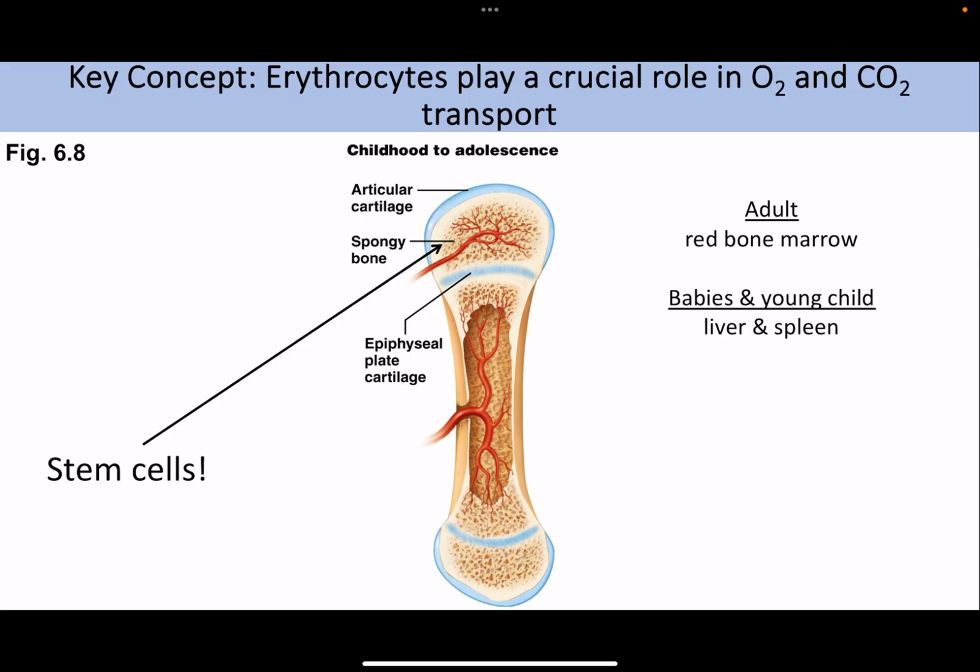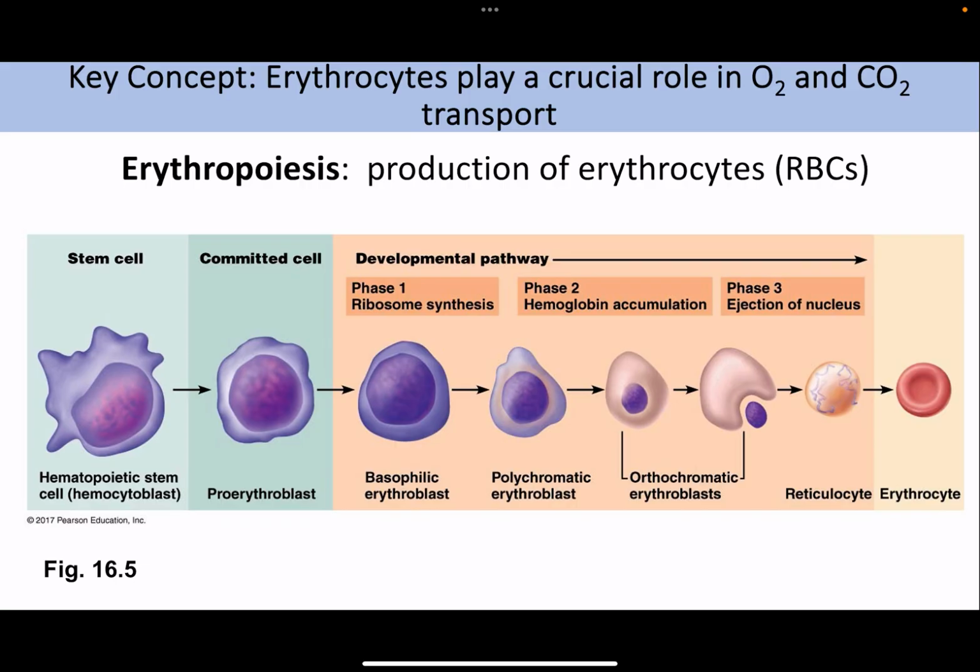So in adults, we typically find our red bone marrow in our epiphyses. And then what kind of marrow do we find in our diaphyses in adults? Yellow. What is yellow for? Fat. Yeah, fat storage. So that's hematopoiesis. Then we have erythropoiesis.